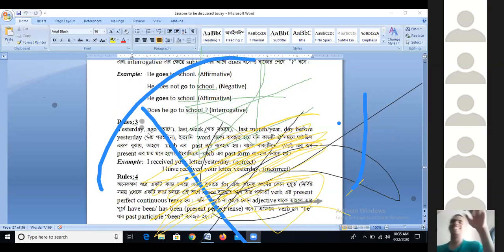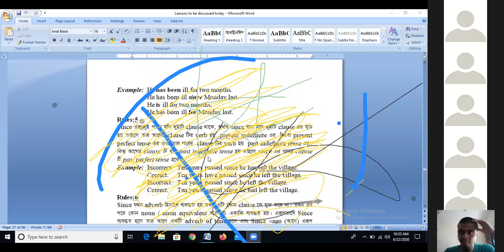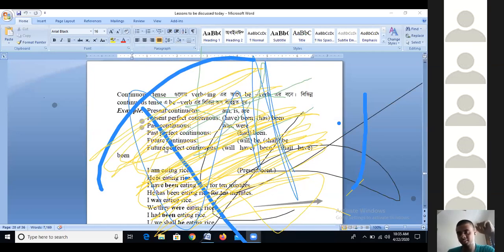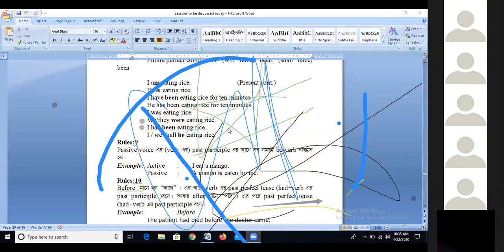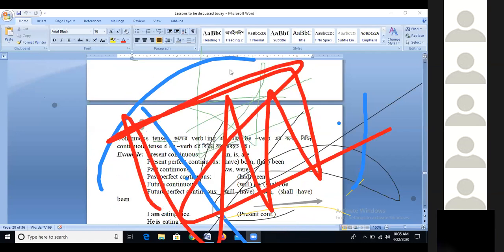Then third rule, there are some adverbs. For example, yesterday, ago, last week, last month, last year, the day before yesterday, or once upon a time, ago. So if these adverbs are there, then you have to use past indefinite tense. Then another rule that I like to discuss in detail for you, passive forms. So when should I use the passive form of the verb? And for that reason, I just like to use the whiteboard.